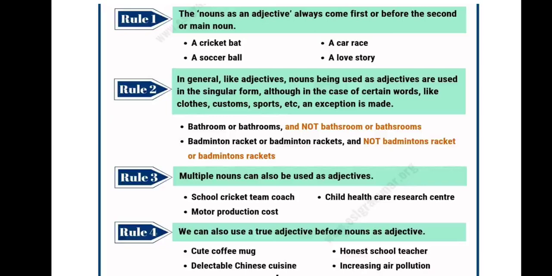The word mug is described by these two words, cute coffee mug. Okay, so how is the mug? It's a cute coffee mug. Now how does this coffee mug look? It looks cute. Again, the words coffee mug are described with the word cute. Understood? So, the true adjective before nouns as adjective.